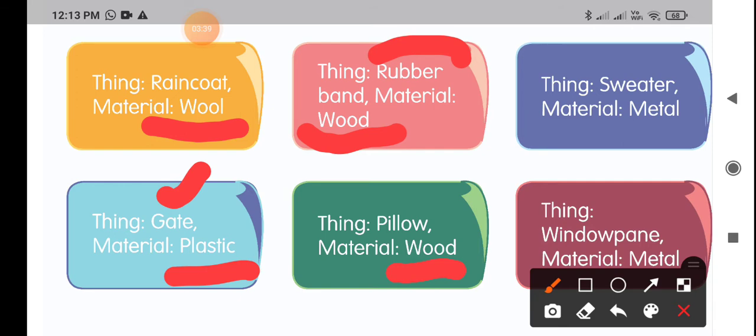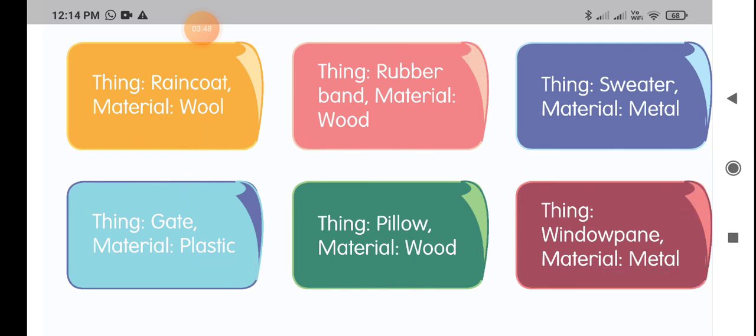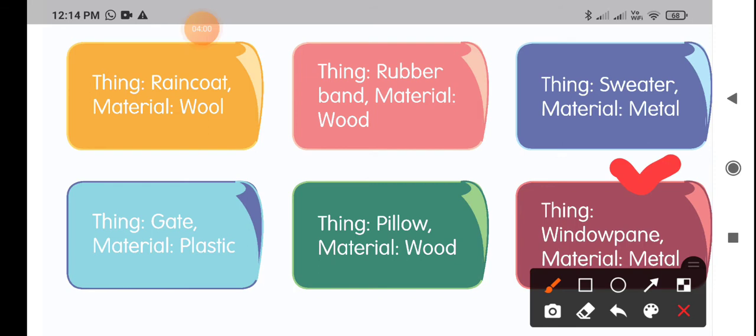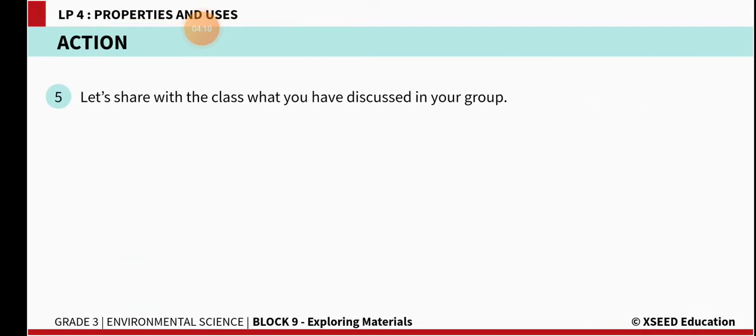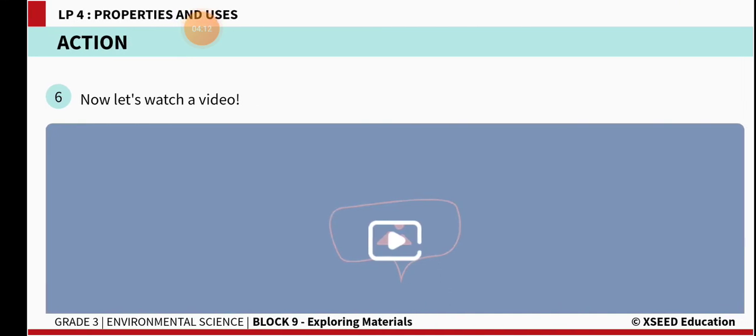And then window panes, material metal. Can window panes be made by metal? Yes, definitely we can. Window panes can also be made by the wood and also by the metal. It gives protection. So out of all this, only one pair is correct. Remaining all the material what they are using, it's not suitable for it. Right? Yes. Now we will see the video.